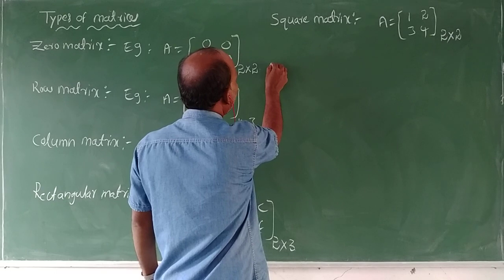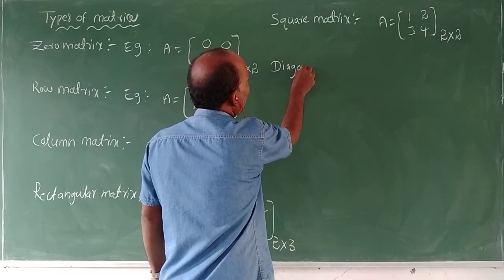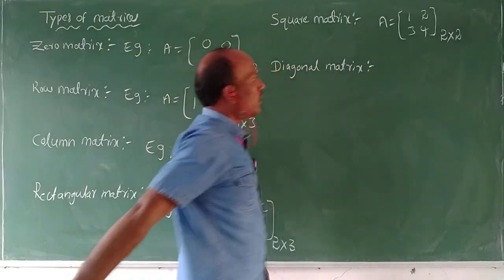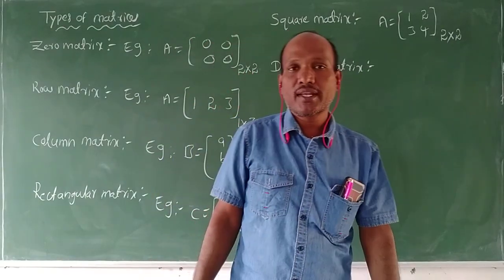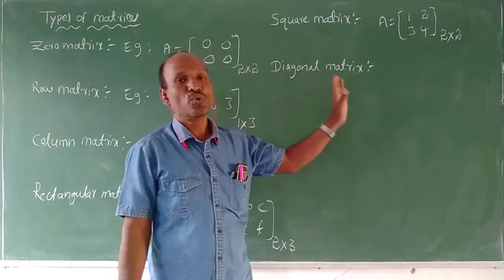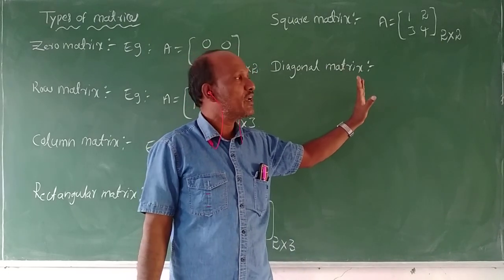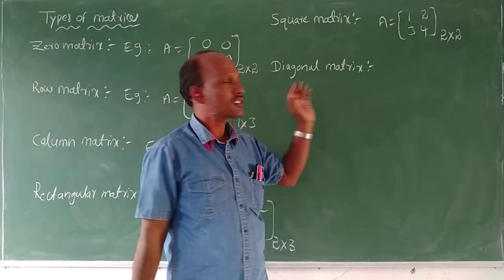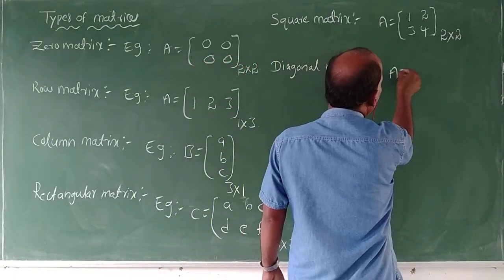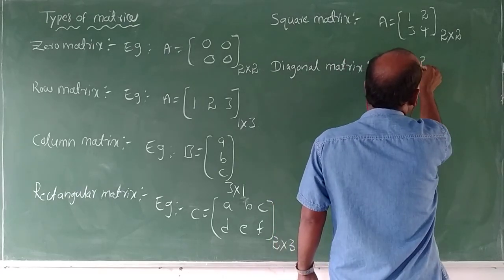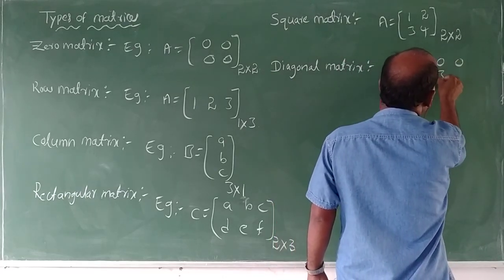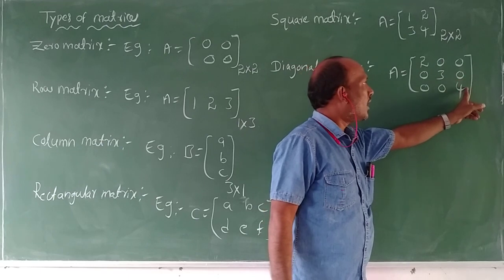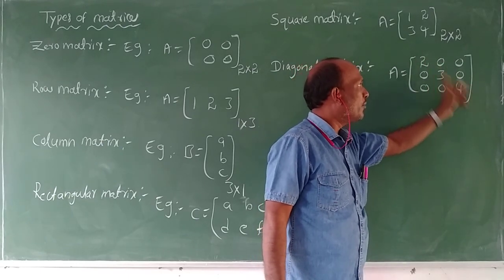Important, one more question. Diagonal matrix. A square matrix in which all the elements are zero except diagonal elements. Capital A equal to 2 0 0, 0 3 0, 0 0 4. These 2, 3, 4 are diagonal elements.